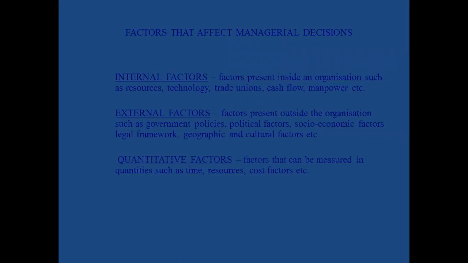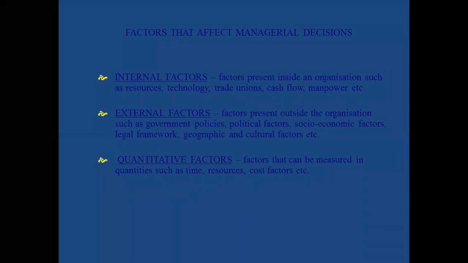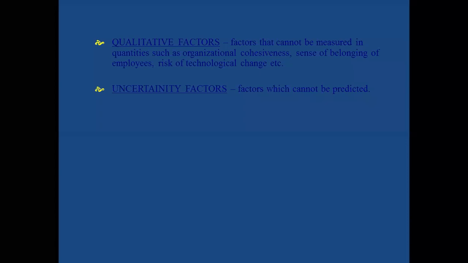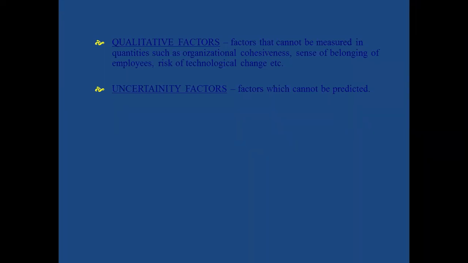So factors that affect managerial decisions, which is related to social science. There are internal factors and external factors. Some quantitative factors can be measured, for example time, resources, and cost. These factors include internal as well as external. Then qualitative factors, these cannot be measured. Quantitative factors can be measured by different methods and techniques. Then uncertainty factors, which cannot be predicted.